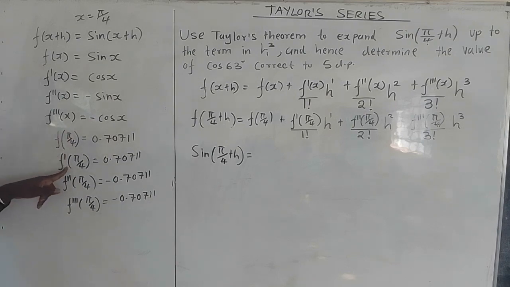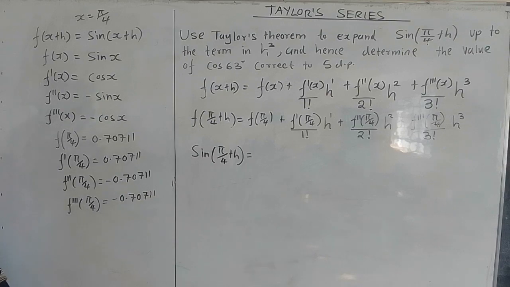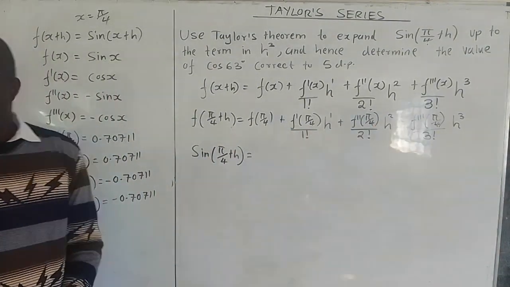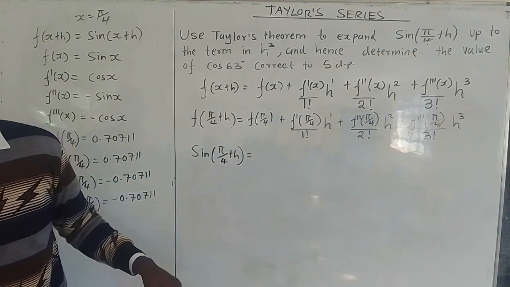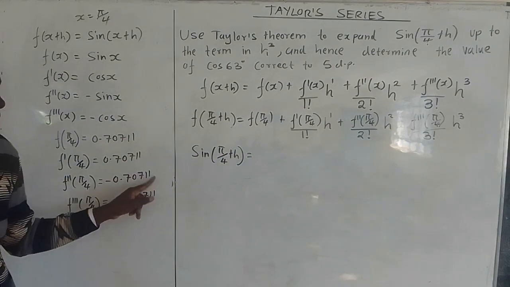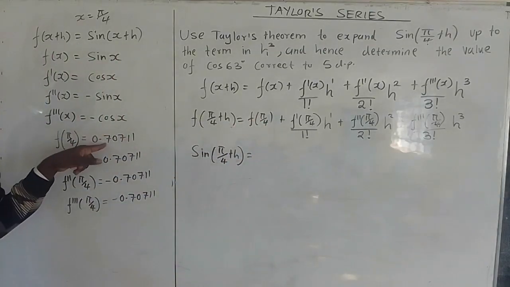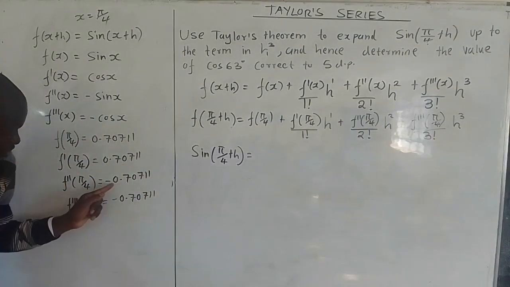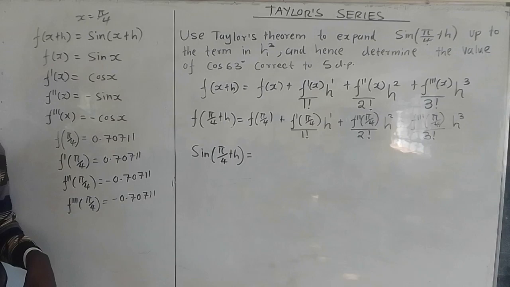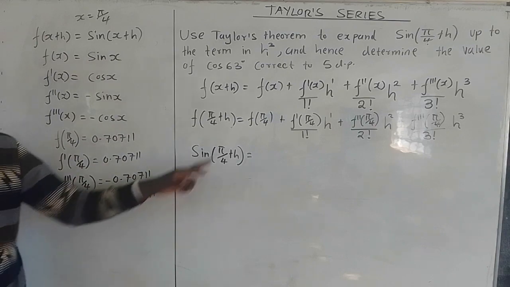Now if you look at this, f of pi over 4, f prime of pi over 4, f double prime of pi over 4, f triple prime of pi over 4, you can see this 0.70711 is common for all of them, isn't it? So you factorize out a common factor. The negative or positive sign is what will remain inside. You can see f of pi over 4 is that same number, f prime of pi over 4 is the same, f double prime of pi over 4 is the same, it is only the negative which will go inside. So this 0.70711 is common for all of them.